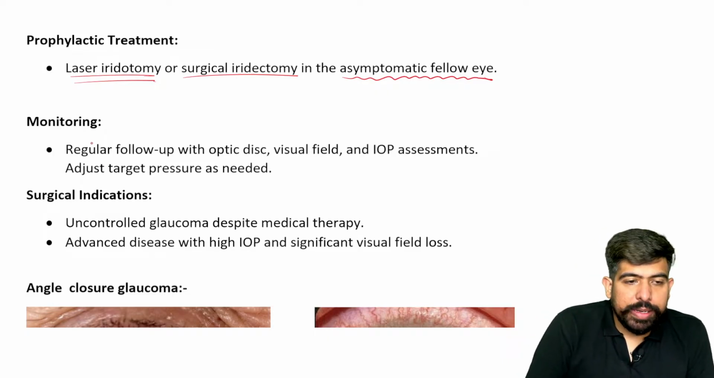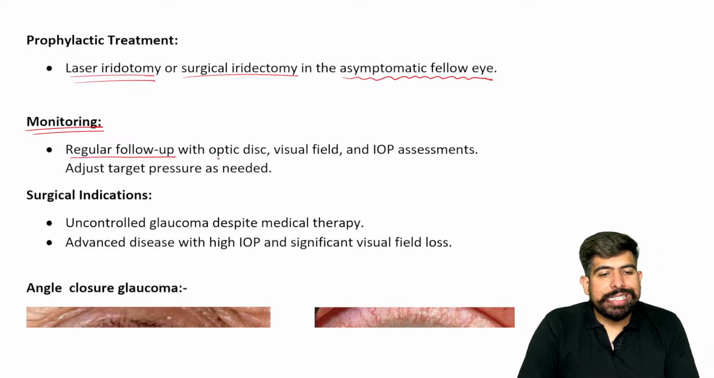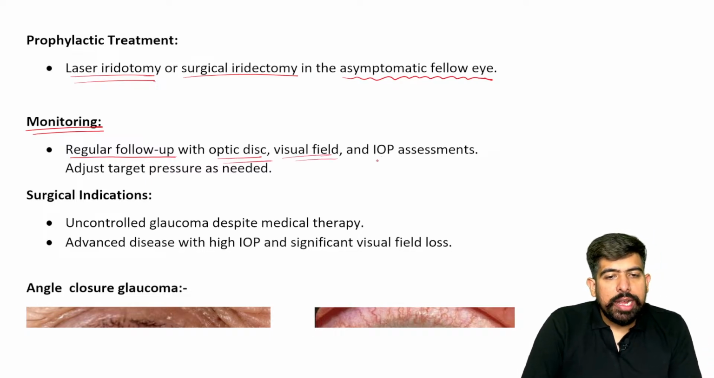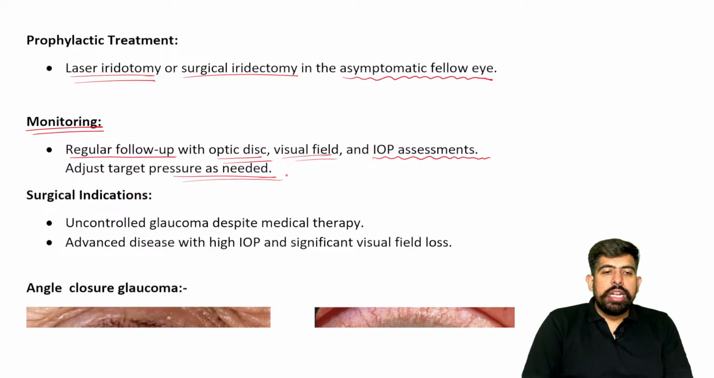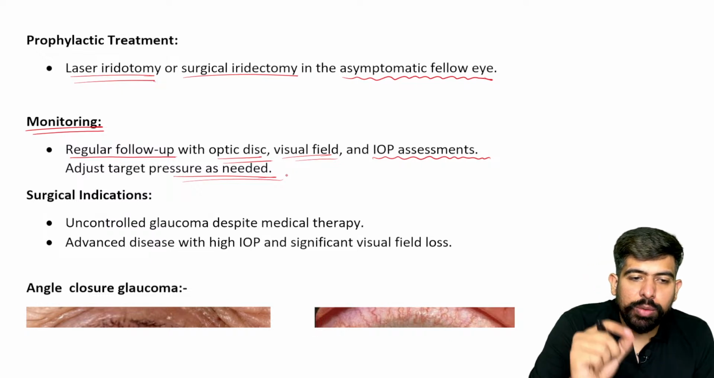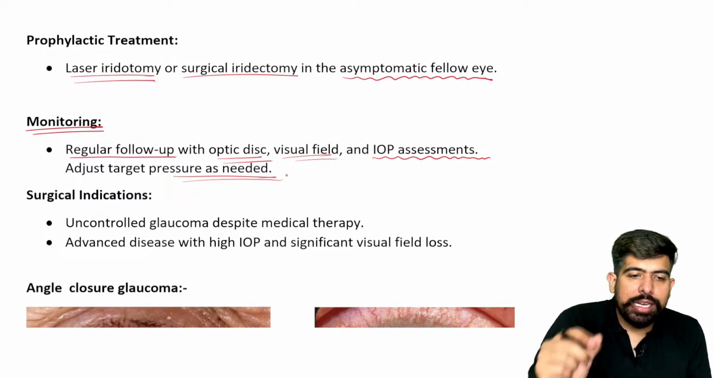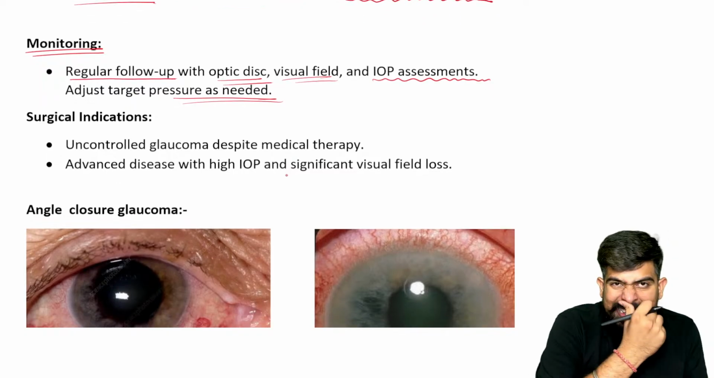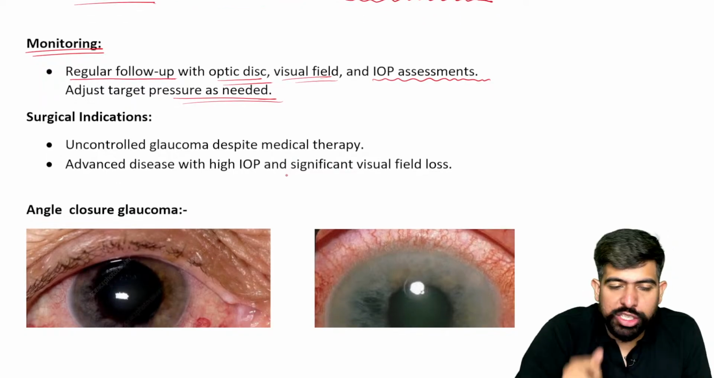We have to do that. Monitoring: we have to do the regular follow-up for the disc, the visual field, and the IOP assessment also, as per the target pressure needed, right? So we have to adjust the target pressure, and as we need it, we can decrease or increase it, or we can measure it.